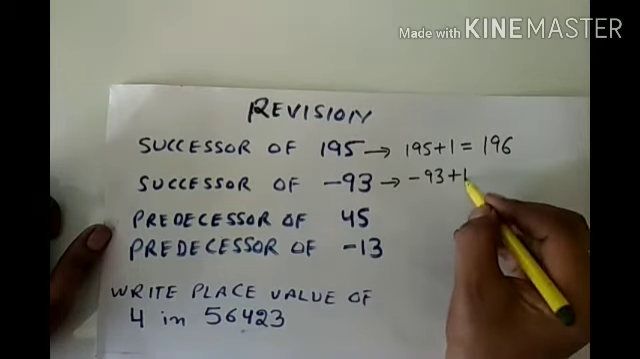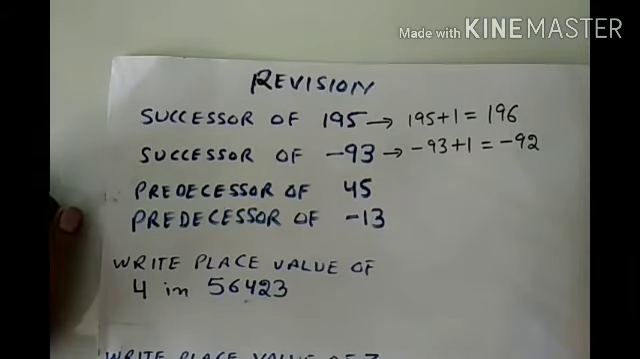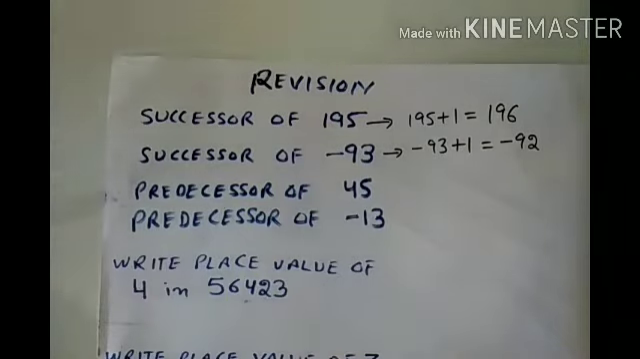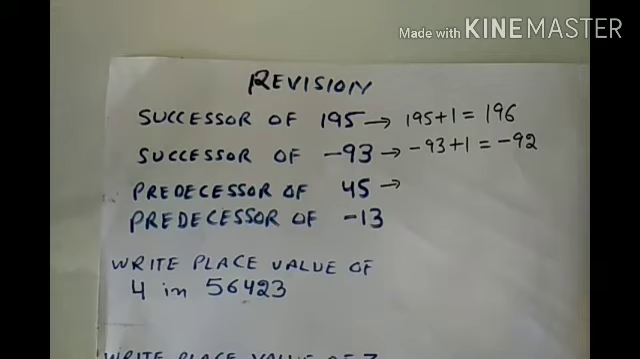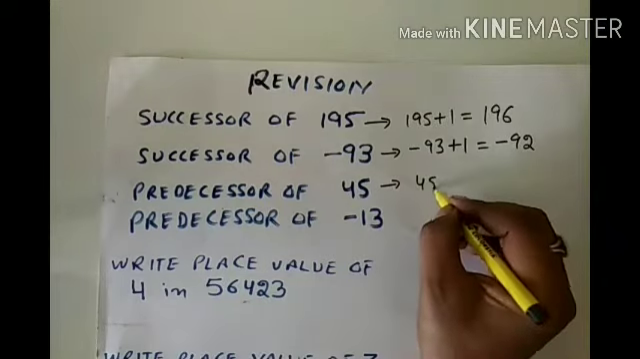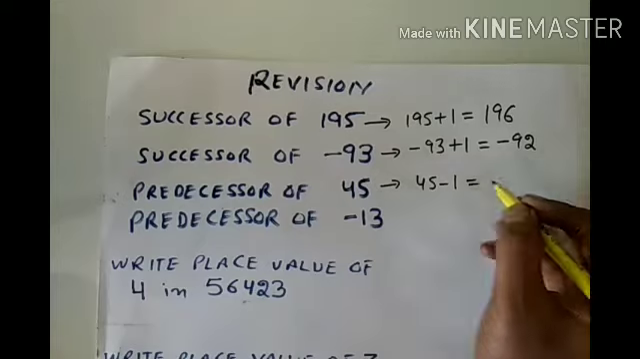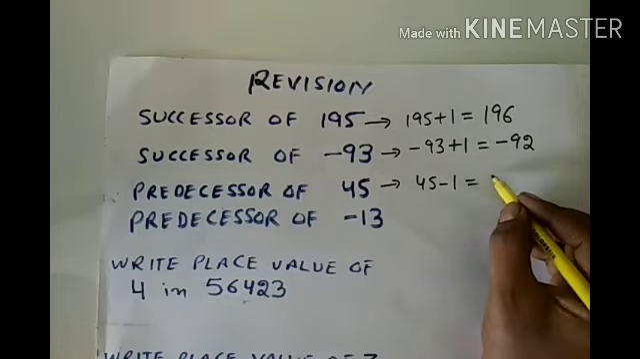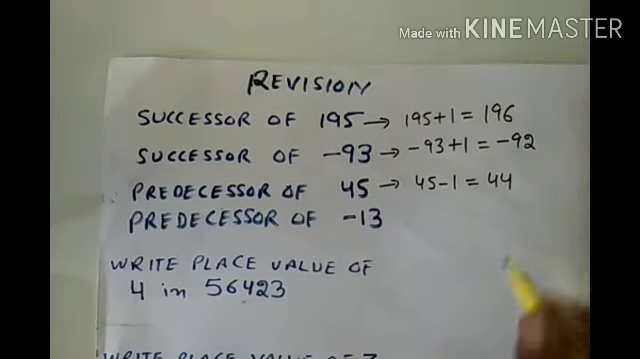Now, the predecessor of 45. Predecessor is the number that is to the left-hand side of the given number. So, in order to find the predecessor, we subtract 1 from the given number. So, I will subtract 1 from 45. Therefore, the answer will be 44. So, the required answer is 44.